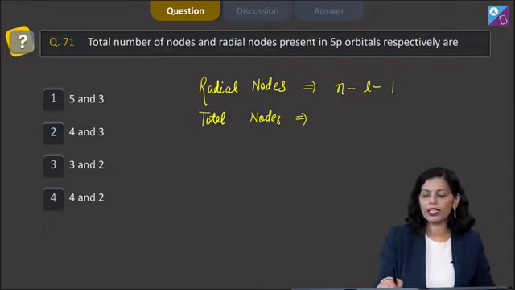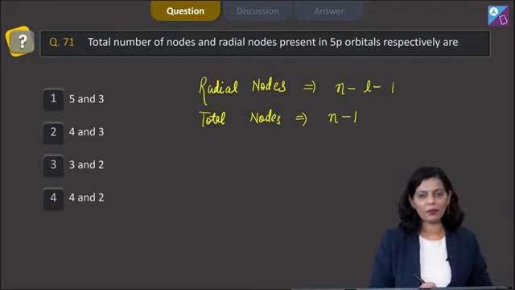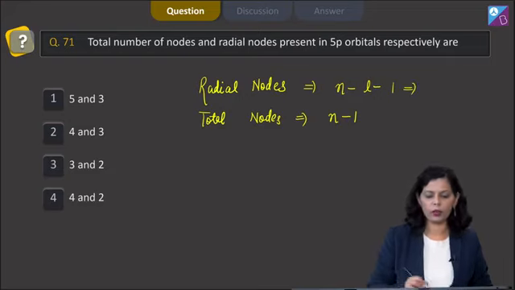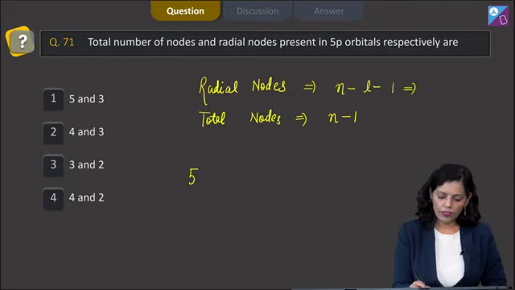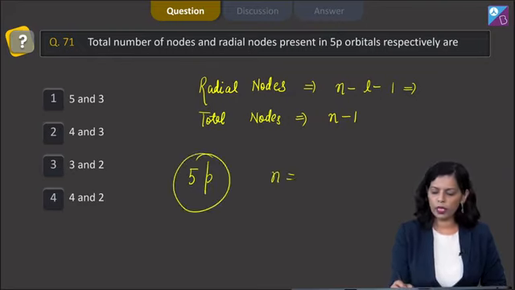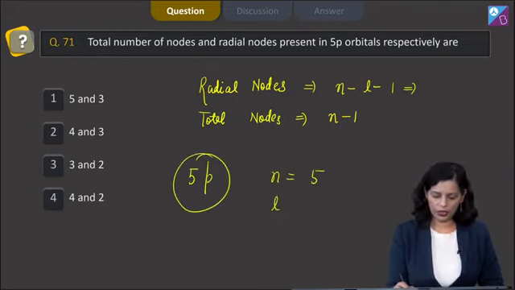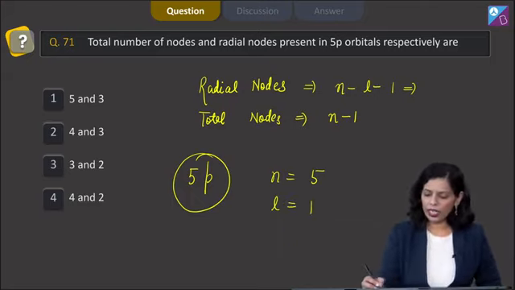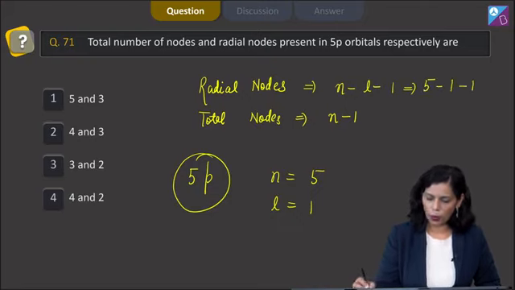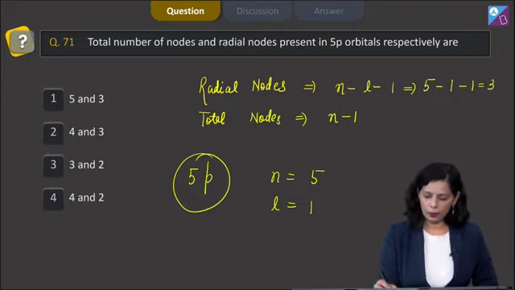So, in this value n minus L minus 1, if you add L, then total nodes becomes n minus 1 only. Okay. So, using this I am just going to calculate the value. Total number of nodes and radial nodes present in 5p orbital. For 5p, n value would be 5 and L value would be 1 obviously. P orbital it is. Okay. So, n minus L minus 1 would be 5 minus 1 minus 1.